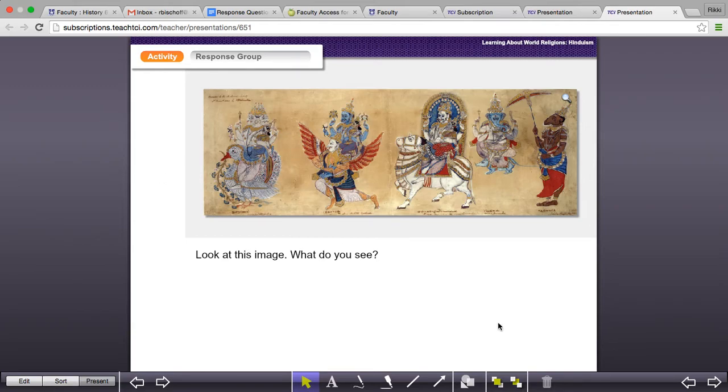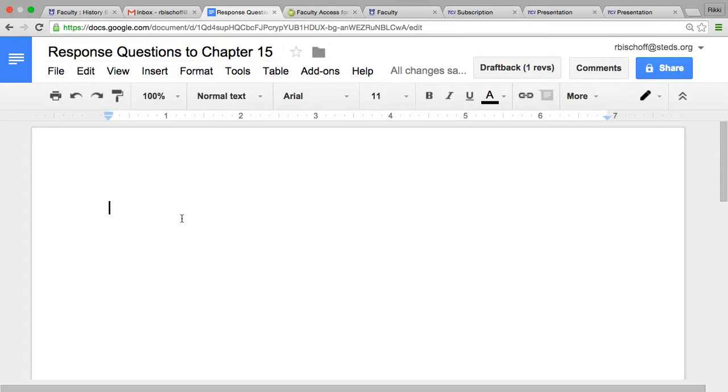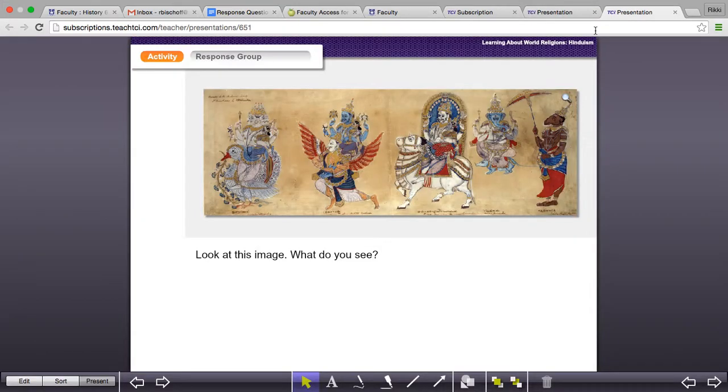So our first picture is this picture, and it says, look at this image, what do you see? So you'll take a look at the image, then you're going to go back to your Google Doc. This is the first picture, so you write number 1, and then you say, in this image, I see, and then you just tell me what you see. Okay? It's as easy as that. Then you'll go to number 2. In what ways are these figures similar to each other? Well, you look at it. How are these similar to each other?